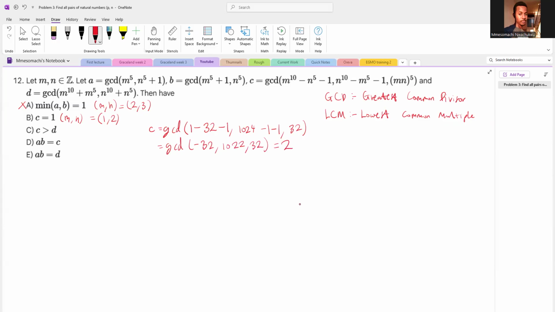So we can see that C is not equal to 1 here. C equals 2, not equal to 1. So B has an issue.